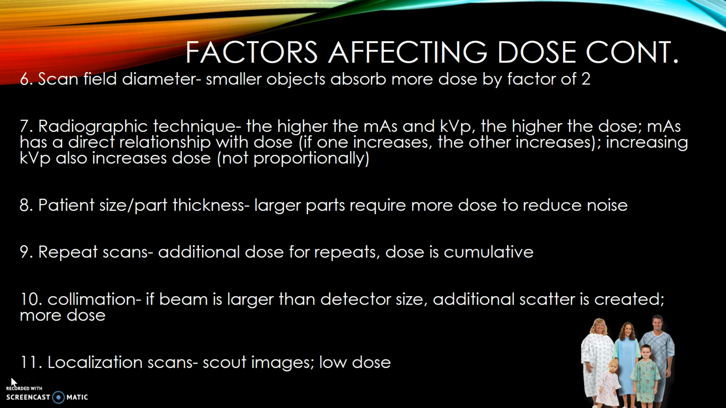Patient size or part thickness. Larger parts require more dose to reduce noise. Repeat scans require additional dose, and the dose is cumulative. Collimation. If the beam is larger than the detector size, additional scatter is created, so there's more dose involved. And localization scans. These are scout images that are low dose.